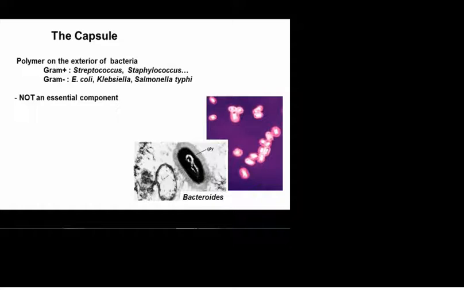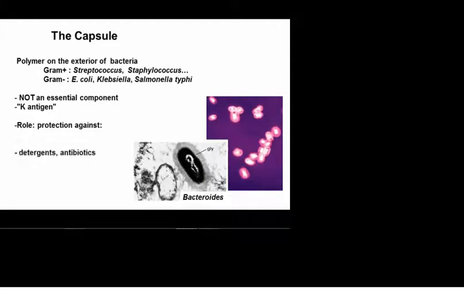So peptidoglycan and LPS are necessary structures. They're required for the bacteria. Capsule antigens are not. They can be present or absent. And once again, they are used for identification of bacteria. They're called the K antigen, K for capsule in German, apparently.